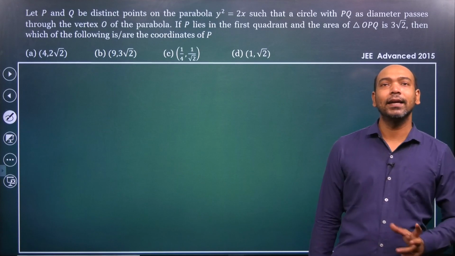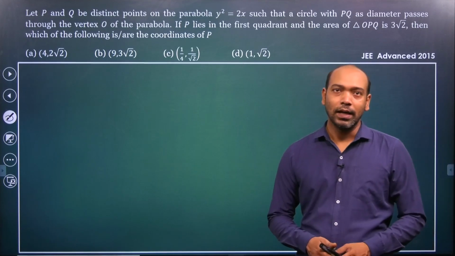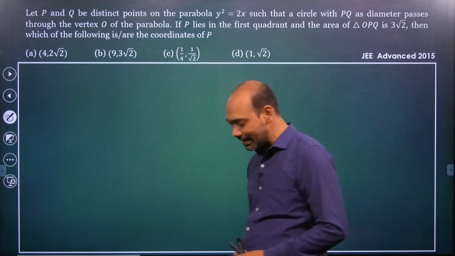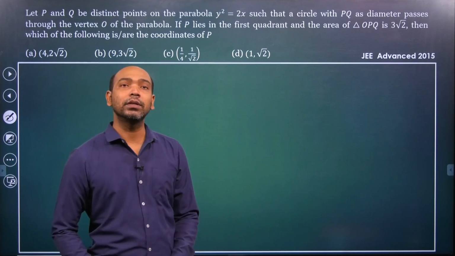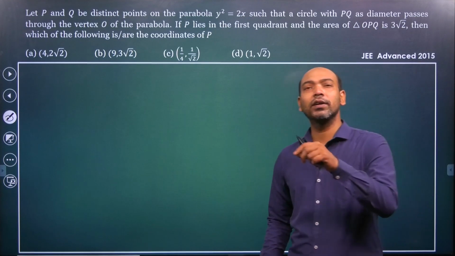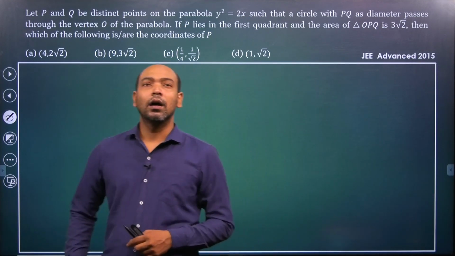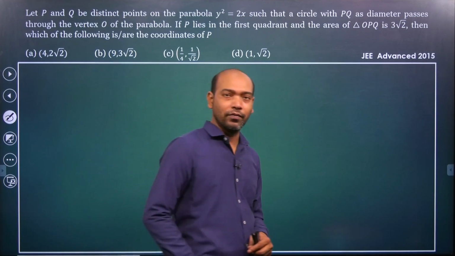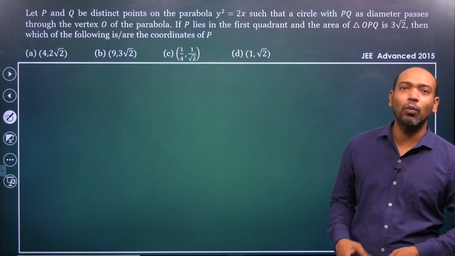And it says that we have to draw a circle, assuming that PQ is the diameter, and that particular circle passes through the origin. So this is the given information. So let's see what it talks about.